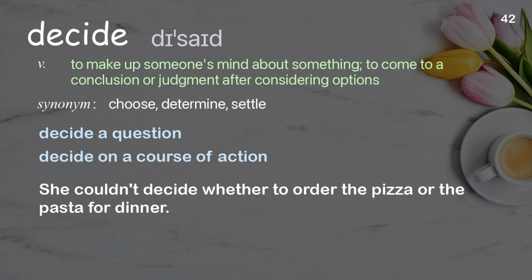Examples: Decide a question. Decide on a course of action. She couldn't decide whether to order the pizza or the pasta for dinner.